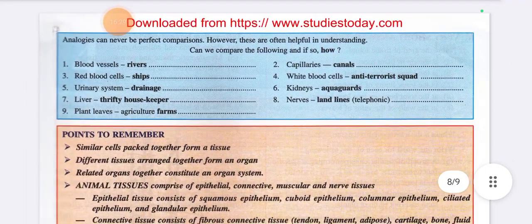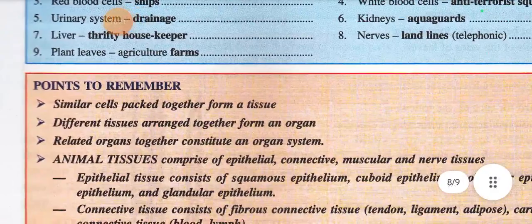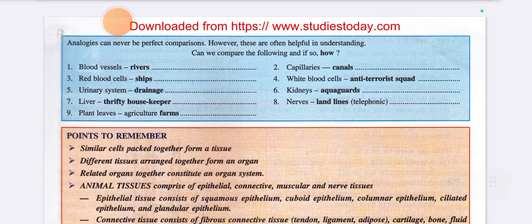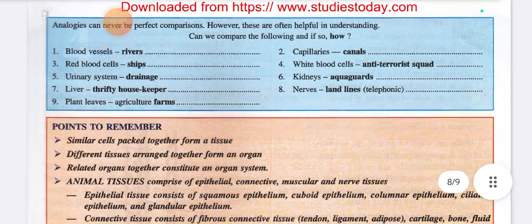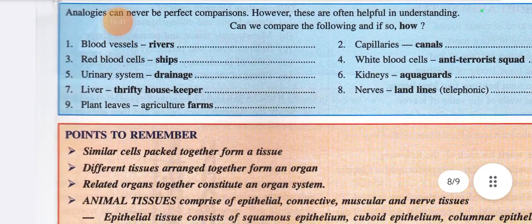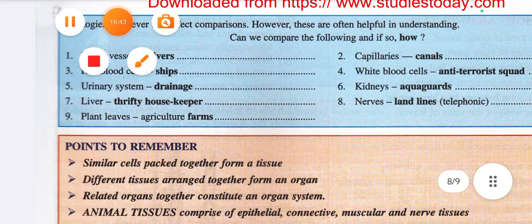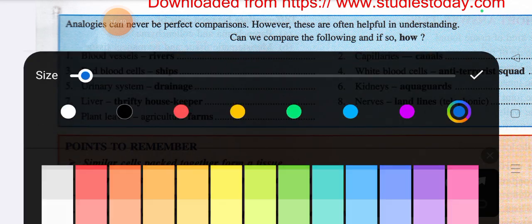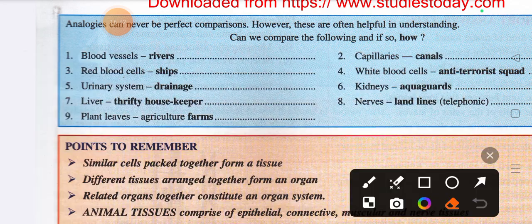So what is this? Okay, so they are using analogies. However, they are often helpful in understanding. So how can we compare this? Very important. See, we will just draw one diagram for that. Which color should I take? Red.